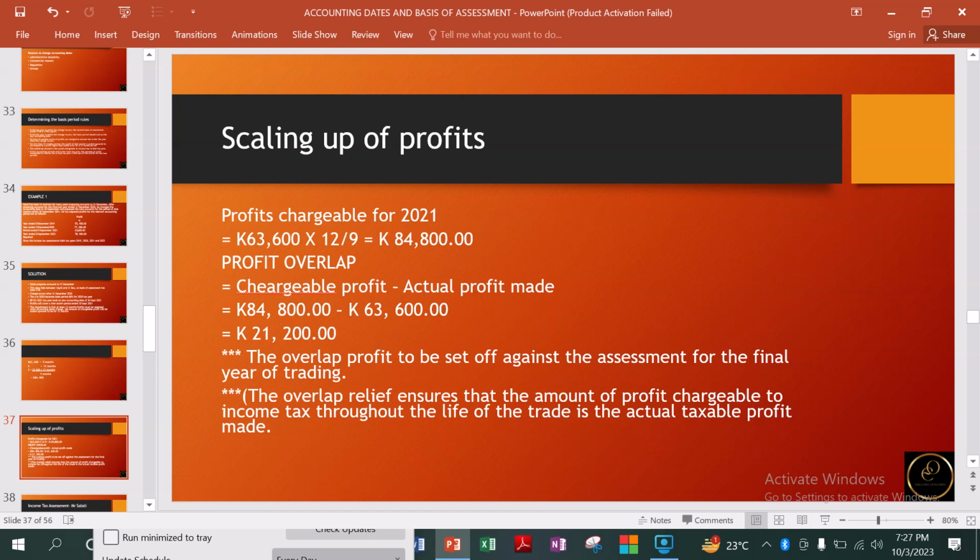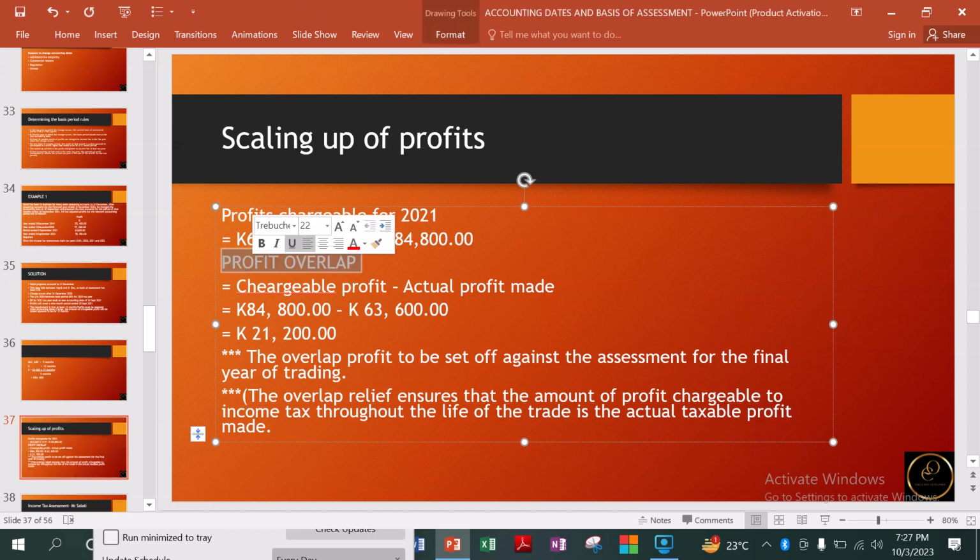So what does that mean? The implication is that there will be an overlap profit. This is chargeable profit minus actual profit. The actual profit is 63,600 less... the actual profit is 33,600 Sorry: the actual profit is 33,600. There is an overlap of 21,200.